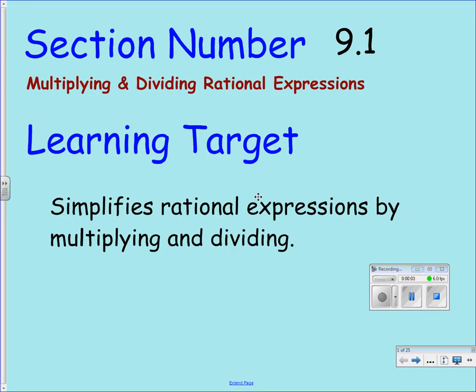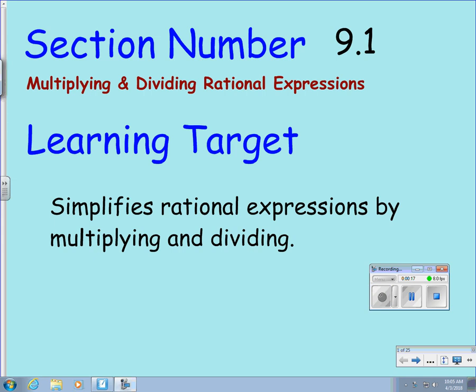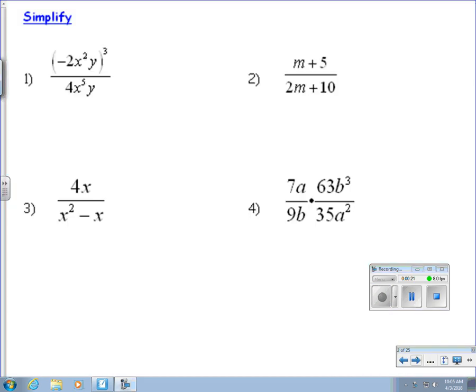Okay, so what we're working on today is simplifying rational expressions by multiplying and dividing. So we need to get going for today. Topics that we're going to be talking about for today: simplifying rational expressions, multiplying and dividing today. Tomorrow we're going to be doing adding and subtracting, and then we're going to review and then eventually get into graphing. So this is all about rational expressions.